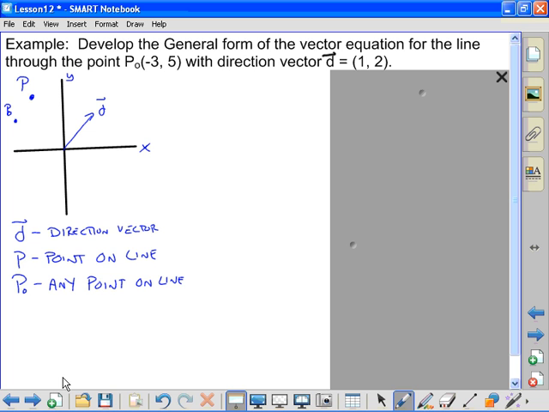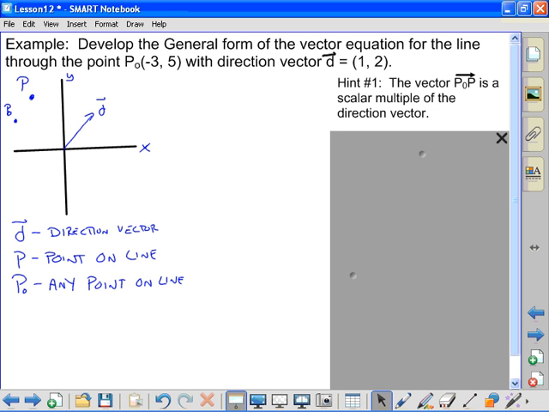All right. So off to the side here, I've got it covered up. Just some hints here. So P naught P, that means this vector here, is a scalar multiple of our direction vector. So P naught P vector is some scalar multiple of the direction vector, and T is any real number, so it's just a multiplier.